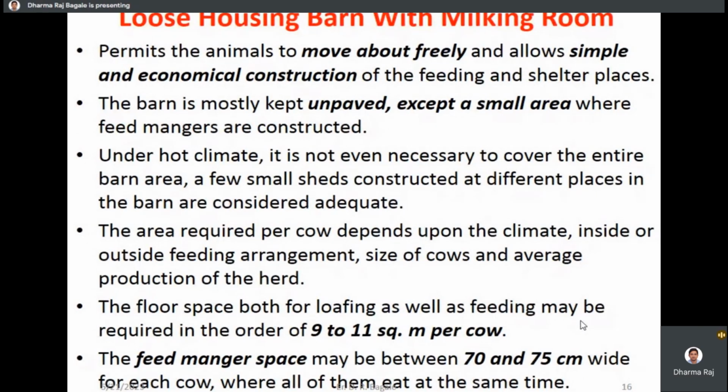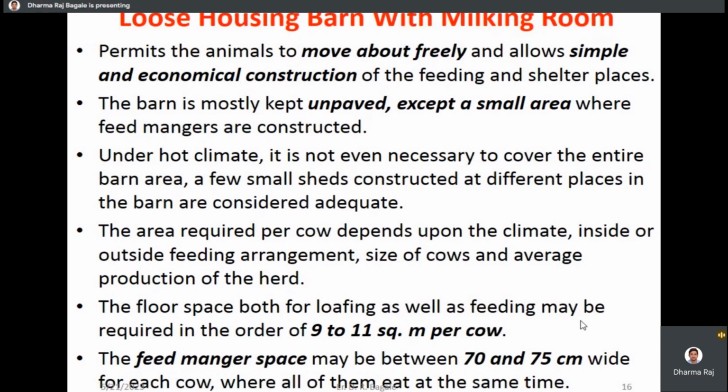And here the animals are usually fed in the place where it is paved or sheltered, and this loose housing system is usually preferred in places where the weather is not extremely hot and not extremely cold, and animals can move freely here and there, and animals can rest on the floors.